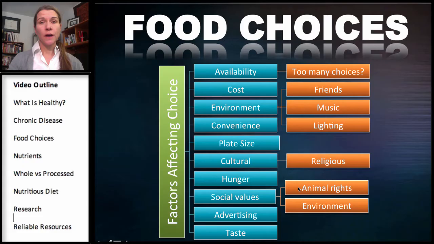Some individuals are going to focus on animal rights, meaning they're not going to choose to eat meat. Some are going to focus on environmental impact, meaning that they may not choose an avocado that came from Chile, that they would rather eat in season and locally. Or there might be a number of other choices, whether it's choosing grass-fed meat over conventional. So these all impact the type of food choices we make.